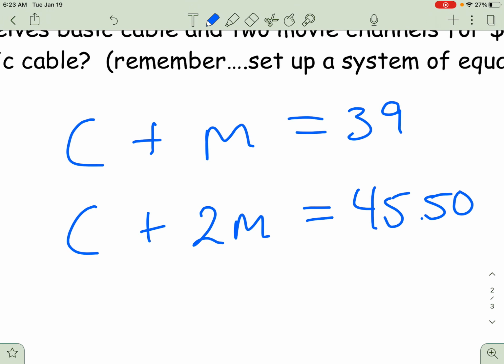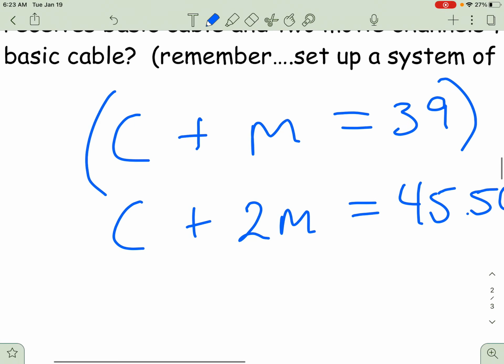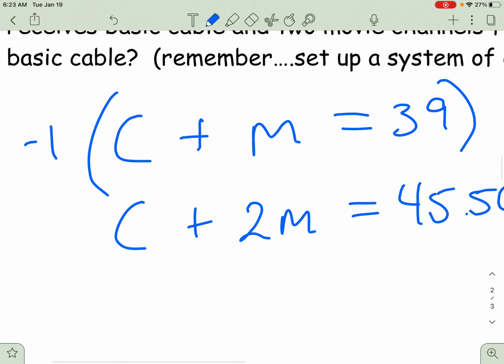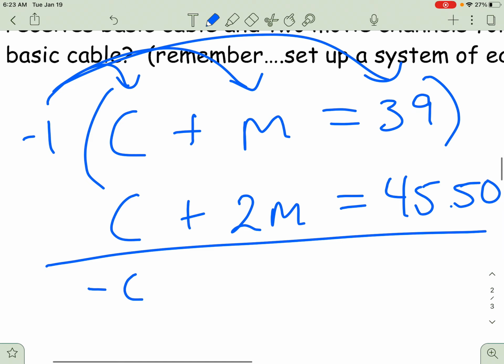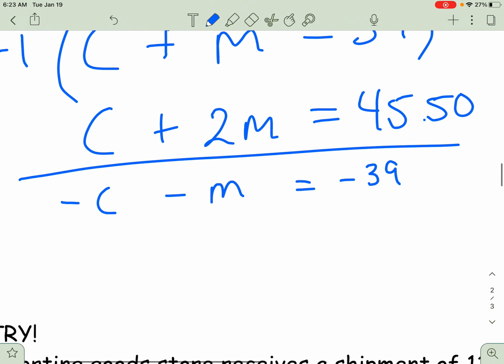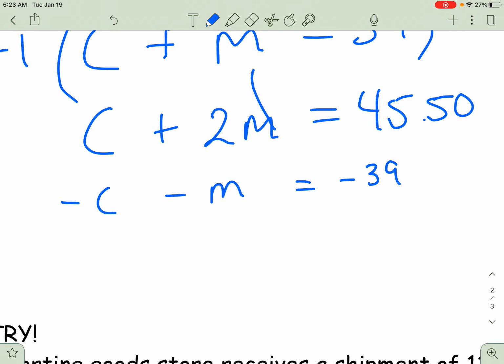All right, so no opposites here, so you got a couple ways to do it. You can use substitution, you can graph them, you can use elimination. If we use elimination, which is what I'm going to use, I'm just going to multiply by a negative 1, because if I do that, then I'll have opposite C values here. Okay, so that gives me a negative C, a negative M, and a negative 39. So it just changes the sign. And I don't know why I put this line underneath.